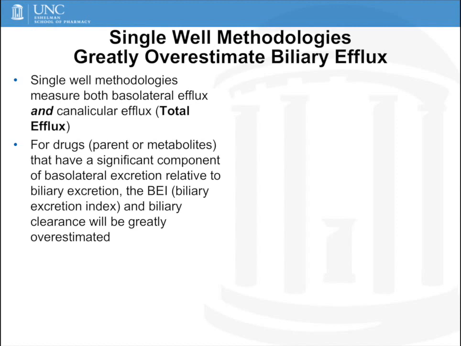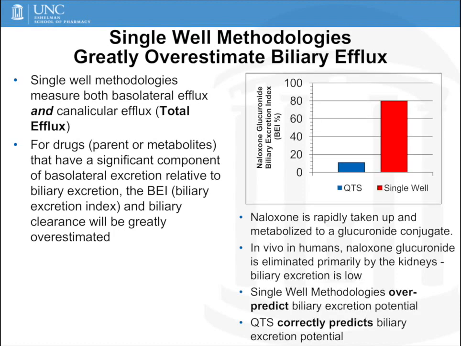So first of all, as you know, for drugs, either a parent or metabolite, that might have a significant component of basolateral excretion, like rosuvastatin, relative to biliary excretion, if one was just measuring what was coming out into the medium, you would expect there to be a significant overestimate if you were considering that as your biliary clearance. I think a nice example is with naloxone glucuronide.